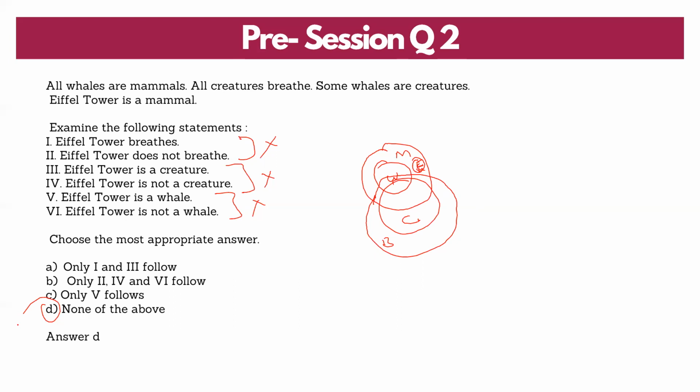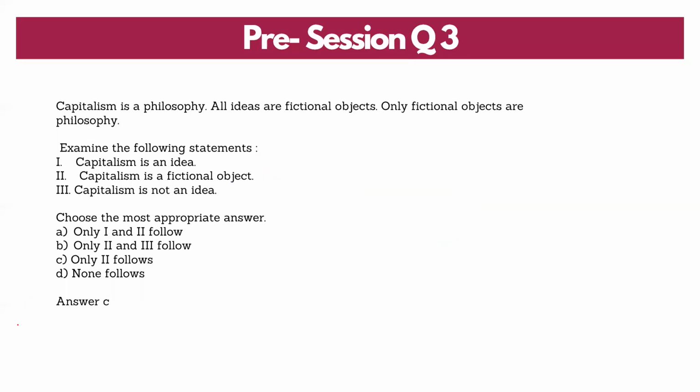I cannot get two separate answers. There are two separate diagrams which are possible, and both the diagrams give me different results. It's not the problem with the separate diagrams or different diagrams. I will mark the conclusion only if all the diagrams give me the same conclusion. Here my conclusion changes. That is why none of the above is the right answer here.